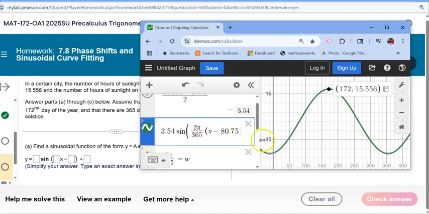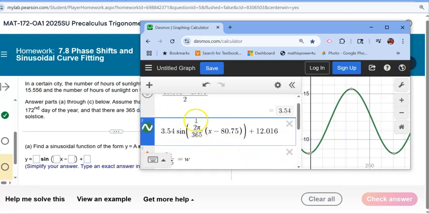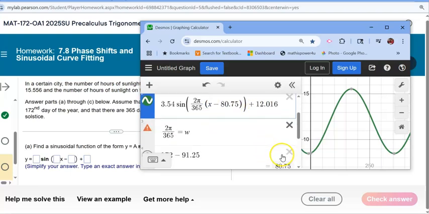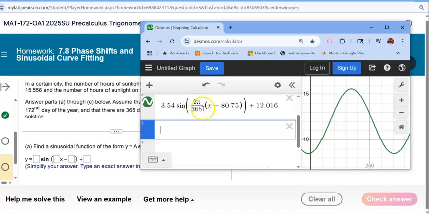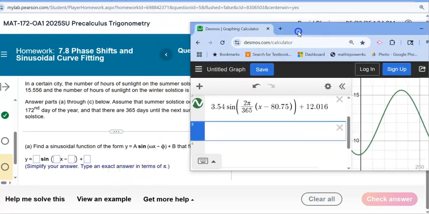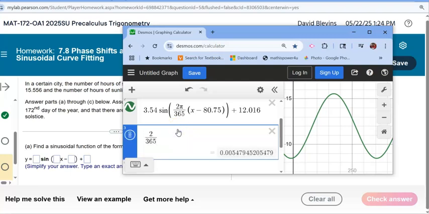It's just we need to simplify this. So what I encourage you to do when you get to this part, you've got to distribute this through. We've got to get rid of these inner parentheses right here. So on this next line, I'm going to ignore the pi because it says leave your answers in terms of pi. Type an exact answer in terms of pi. So I'm going to leave the pi off. I'm going to multiply 2 over 365 times 80.75. Oops, not minus.